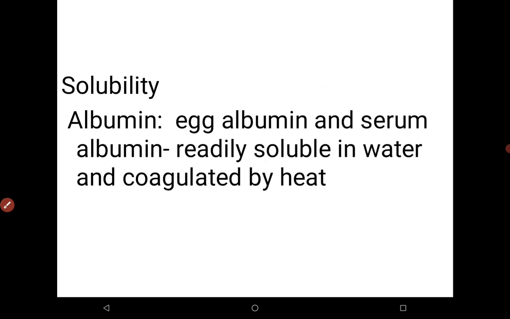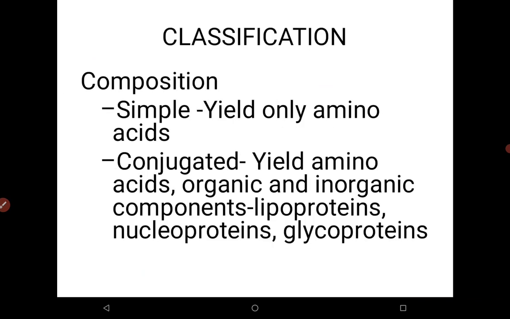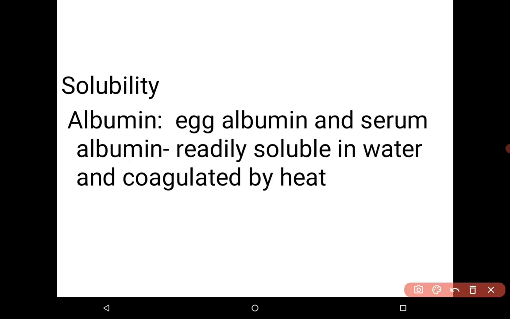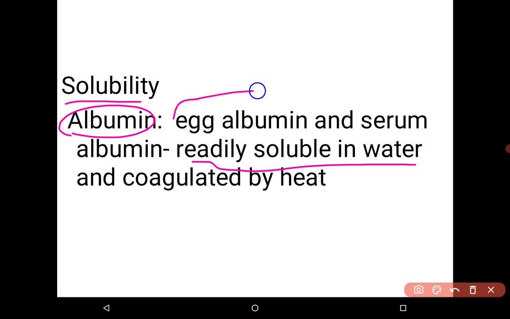Also, you can classify them based on solubility. This simply means how readily they dissolve in water, how soluble they are in water. So you have this protein called albumin. An example is egg albumin or serum albumin, which is found in the serum. You can get this from the serum in the blood. So this type of protein is soluble in water.